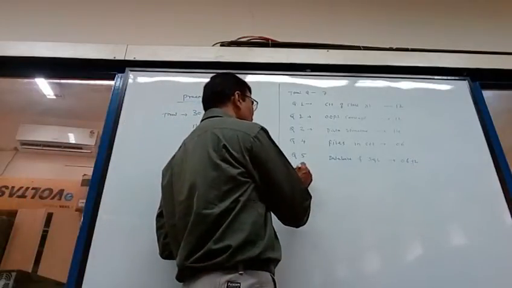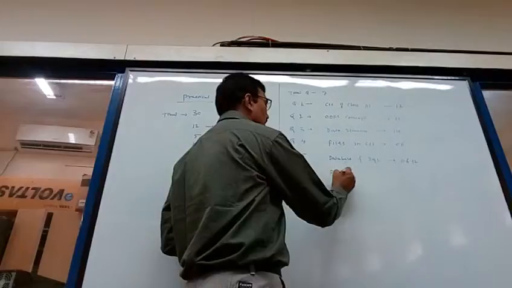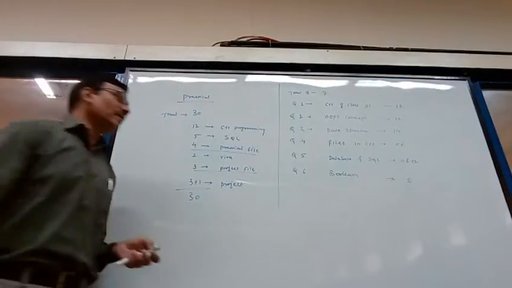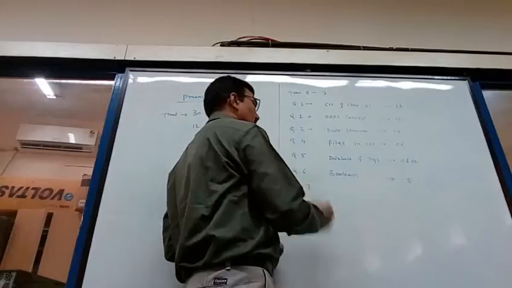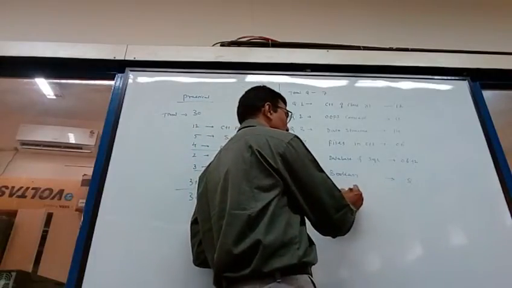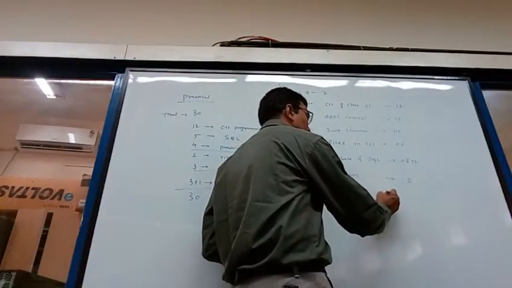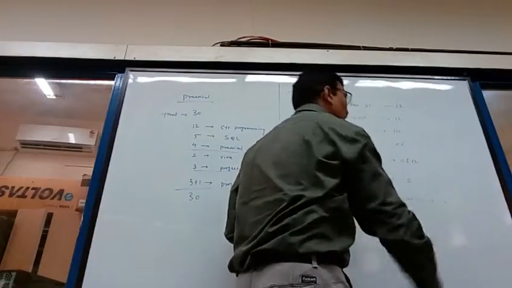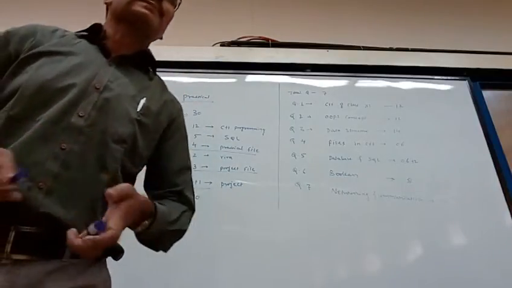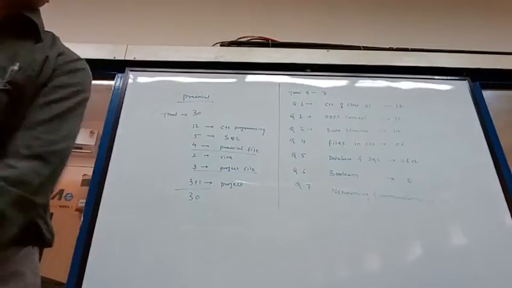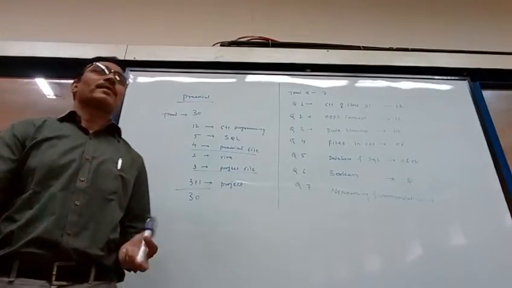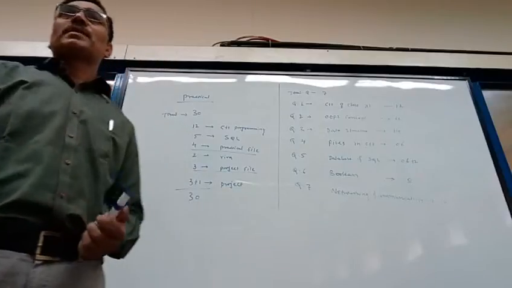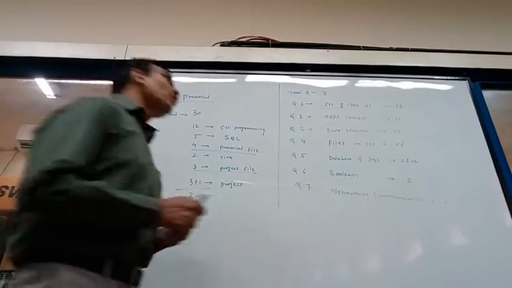Then question number 6 is of Boolean Algebra. It is of 8 marks. And question number 7 is going to be networking and communication, which is of 10 marks. So see that the total is 70. So this is the pattern of your board paper.